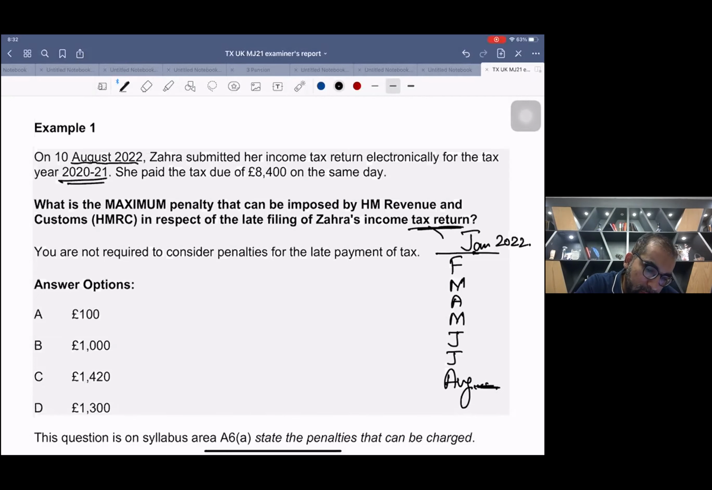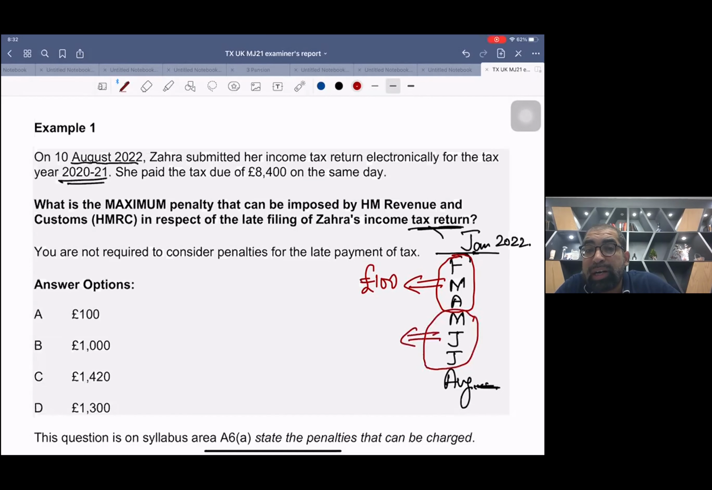So I just taught you, if you file your return late, then what will be the consequences? Listen, for the first 3 months, Feb, March, for these 3 months, there is a fixed penalty of £100. For the next 3 months, it's £10 per day multiplied by 90 days. So it's going to be 900 additional. So 100 plus 900, 1000 is done.